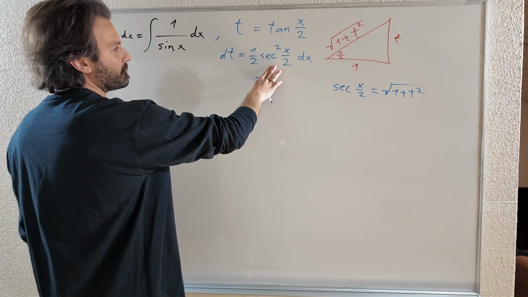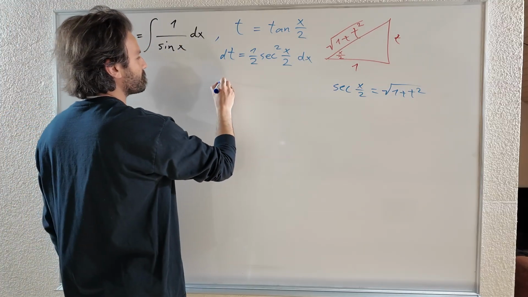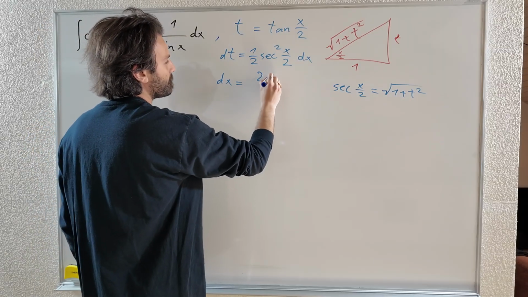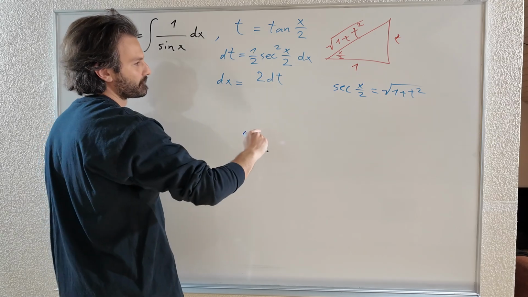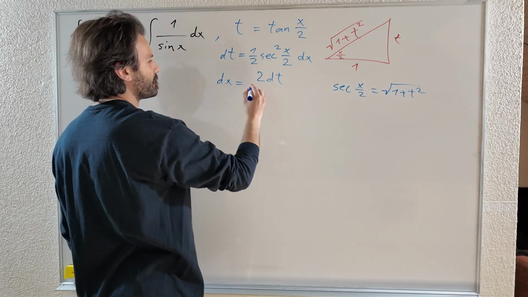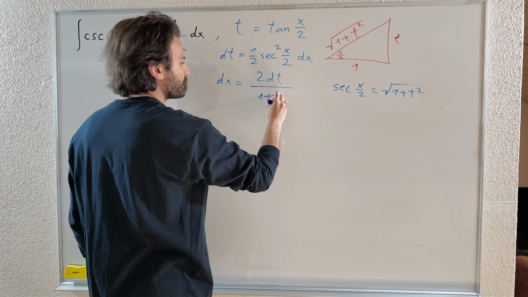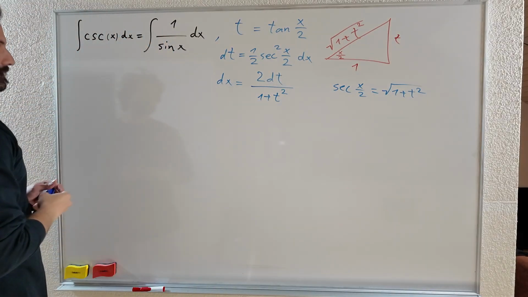Now we can plug that into this form and rearrange after dx. So dx is just 2 times dt, and now we have to divide by secant square of x over 2, and secant square is the square root of 1 plus t squared, squared. So the square root will cancel. Then we have 1 plus t squared. All right.